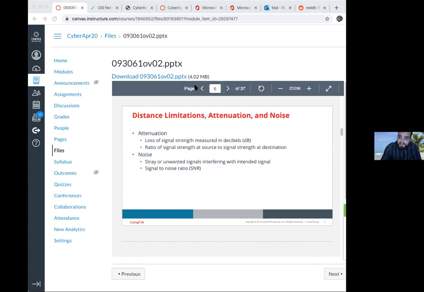All right, so distance limitations. The loss of signal over distance is usually called attenuation. This is the loss of signal strength, and it is measured in decibels. Decibels are the ratio between the signal strength at the origin and at the destination.